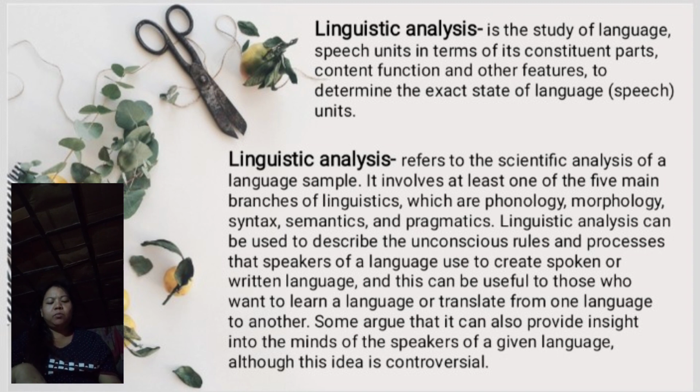Linguistic analysis can be used to describe the unconscious rules and processes that speakers of a language use to create spoken or written language. This can be useful to those who want to learn a language or translate from one language to another. Some argue that it can also provide insight into the minds of the speakers of a given language, although this idea is controversial.